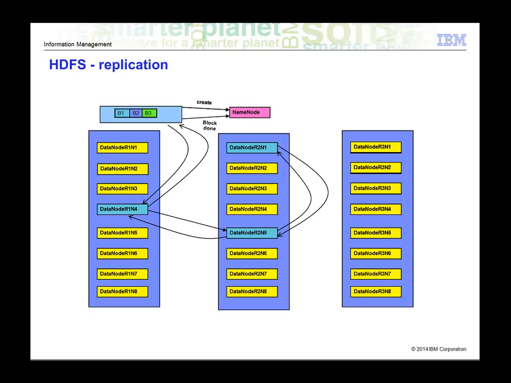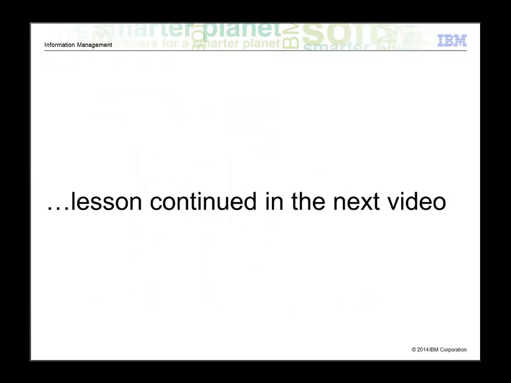Notice that for every block, by default, there is a replica on at least two racks. When the client is done writing to the data node pipeline and has received acknowledgments, it tells the name node that the write has completed. The name node then checks that the blocks are at least minimally replicated before responding. This lesson continues in the next video.